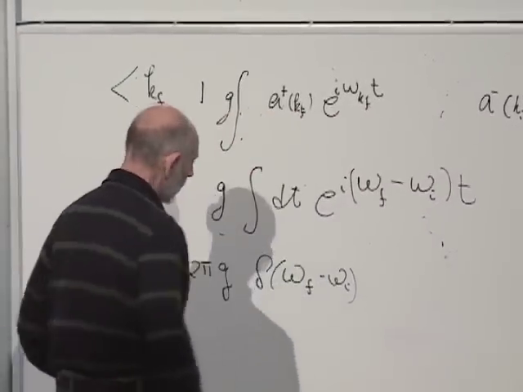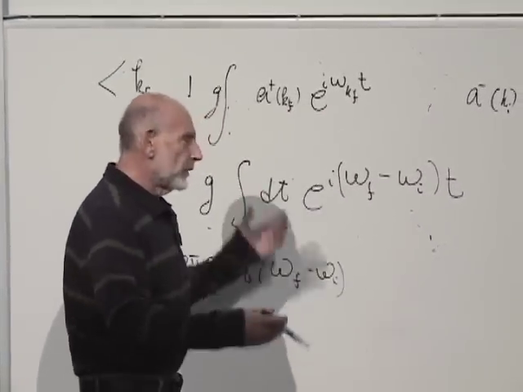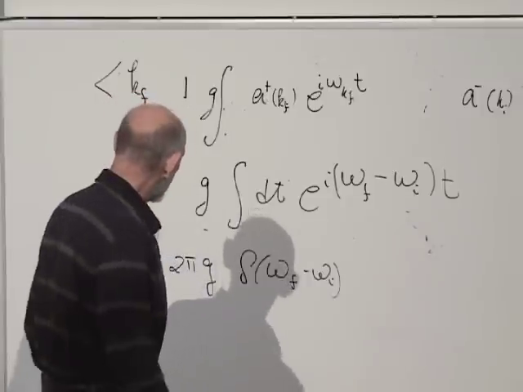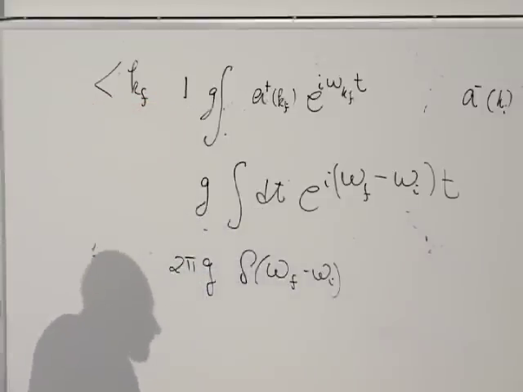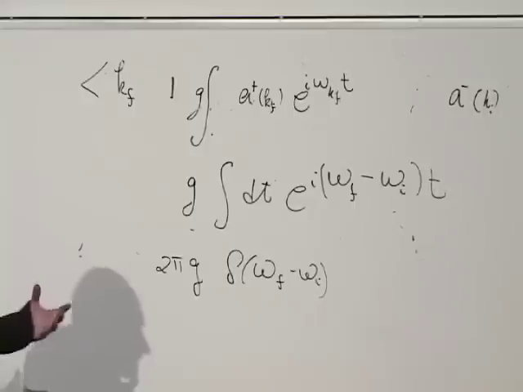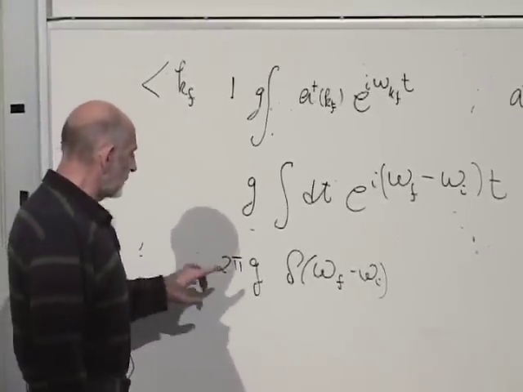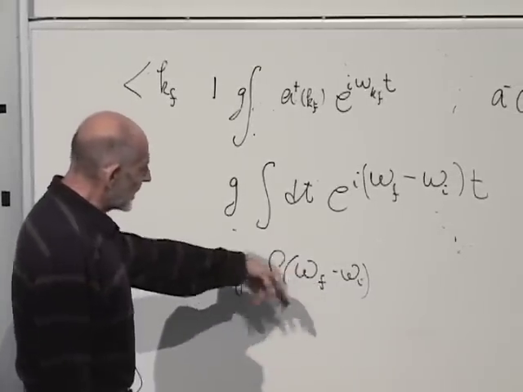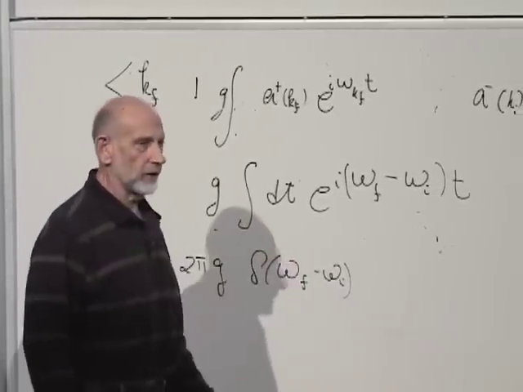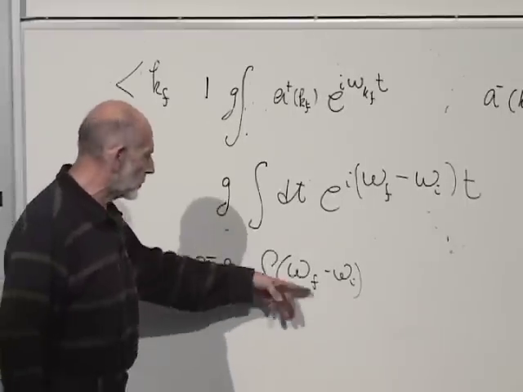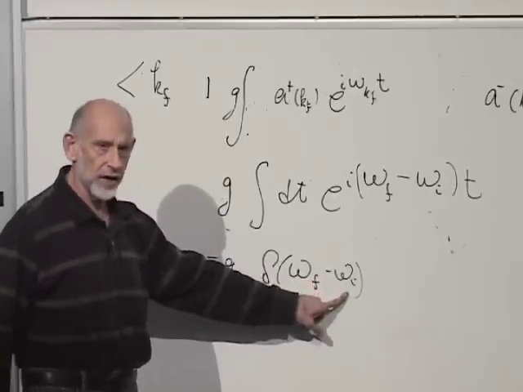That's amplitude. Oh, the square of the delta function. Yeah. For the probability, we have to square this. This is the probability amplitude. The probability itself will have the square of this, but who cares about the square of a delta function? The square of a delta function is also 0 if omega final is not equal to omega initial.